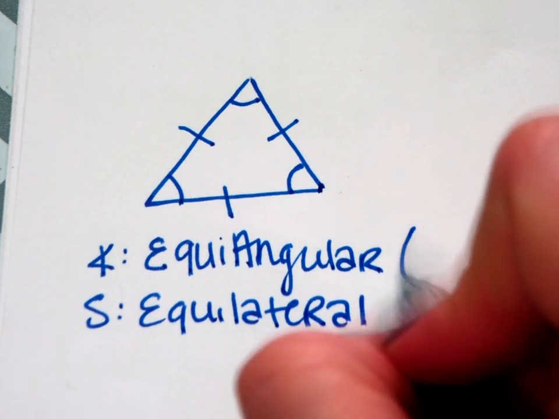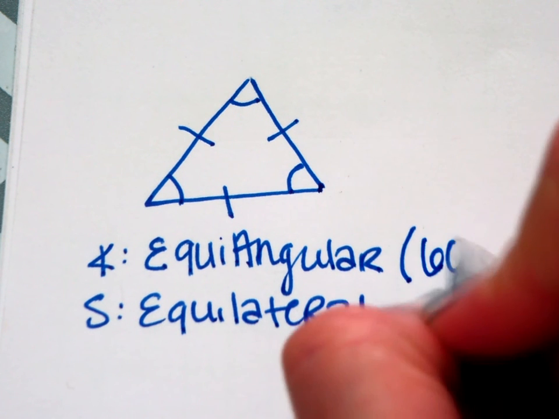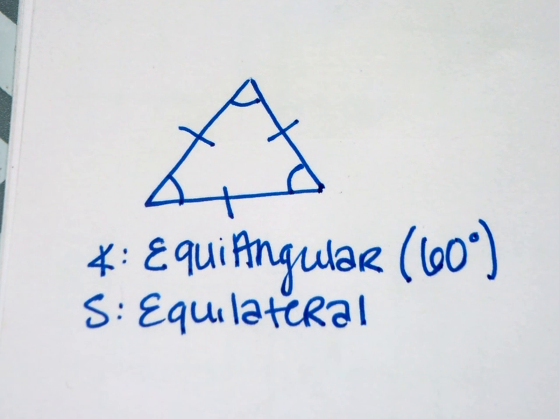In an equiangular triangle, they are all 60 degrees. But that doesn't make it acute. Remember, we want to be as specific as possible.